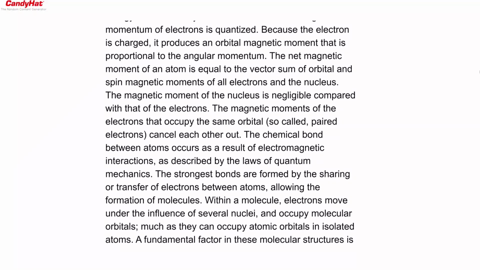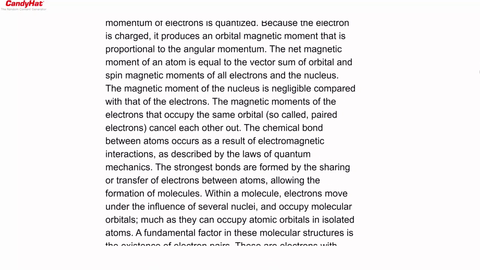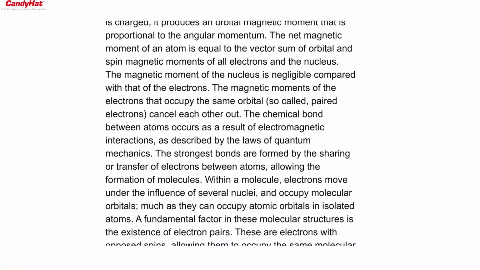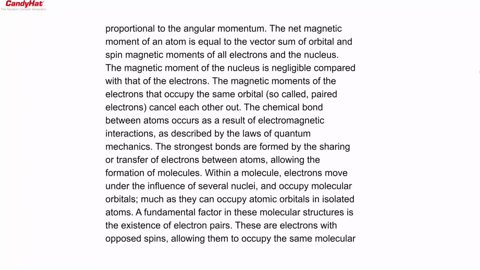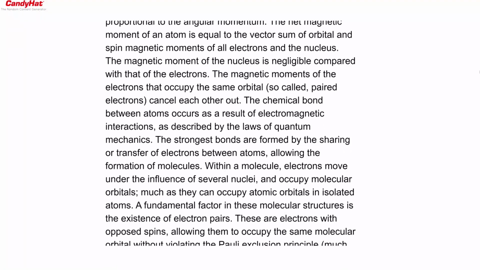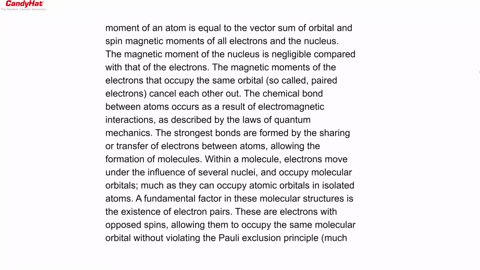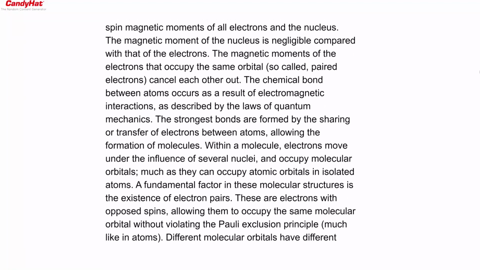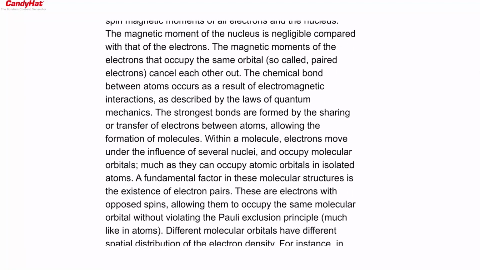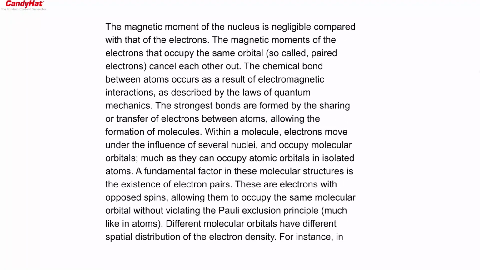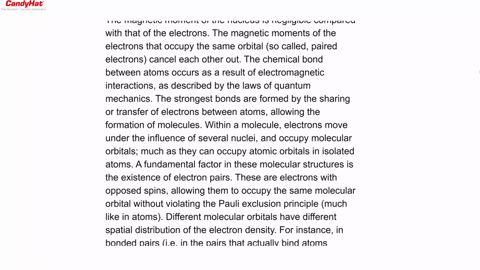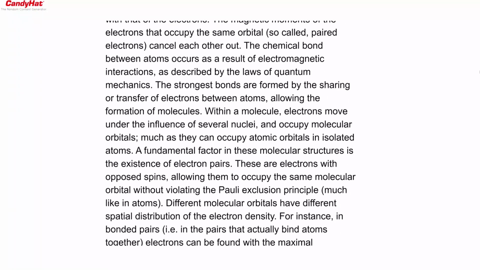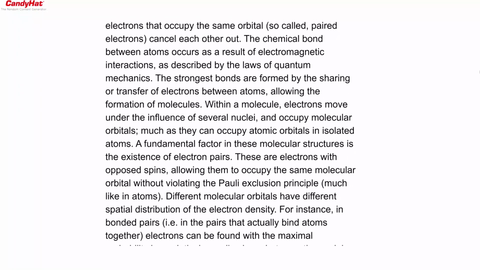The orbital angular momentum of electrons is quantized. Because the electron is charged, it produces an orbital magnetic moment that is proportional to the angular momentum. The net magnetic moment of an atom is equal to the vector sum of orbital and spin magnetic moments of all electrons and the nucleus. The magnetic moment of the nucleus is negligible compared with that of the electrons. The magnetic moments of the electrons that occupy the same orbital, so-called paired electrons, cancel each other out.